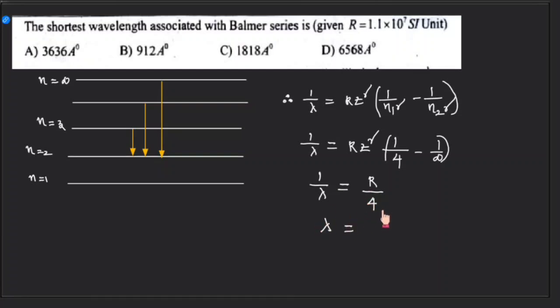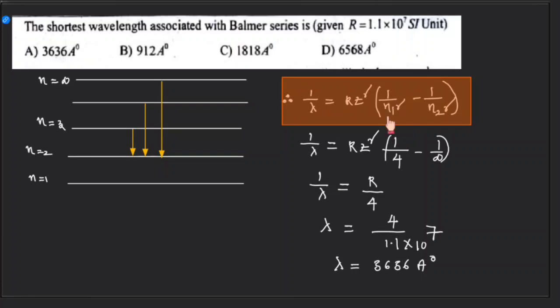Therefore lambda is equal to, if I reverse it, 4 by 1.1 into 10 power 7. Therefore lambda is equal to that value. If you do this calculation, you will get it as 3636 angstroms, right? That is the answer for this question. So please keep this formula in your mind, remember this formula for the next exam. 1 by lambda is equal to R Z square into 1 by n1 square minus 1 by n2 square.